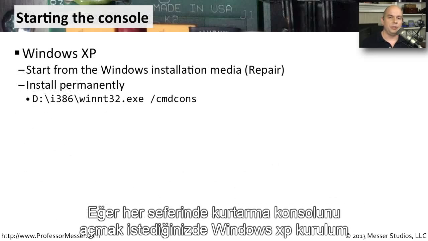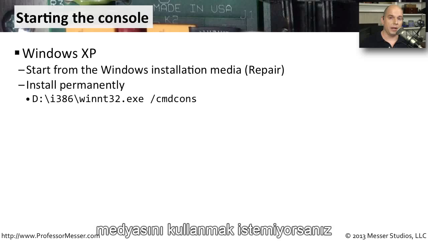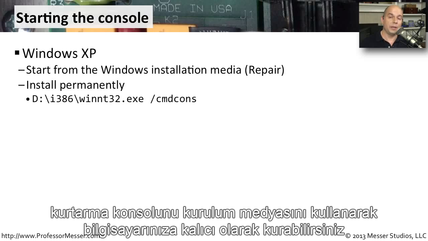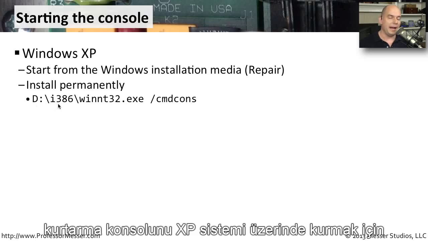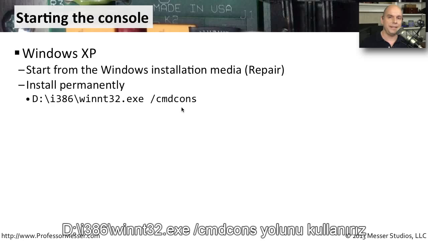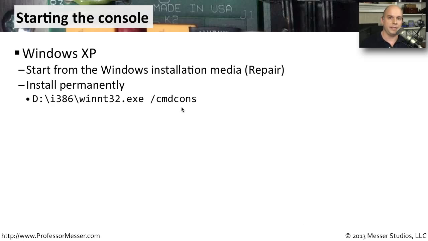If you didn't want to have to use your Windows XP installation media every time you wanted to run the Recovery Console, you could install it permanently on your system by grabbing the installation media and running this program. You would reference your CD-ROM drive that had Windows XP. In the i386 directory, you would run winnt32.exe and use /cmdcons to install the Recovery Console onto your Windows XP system.